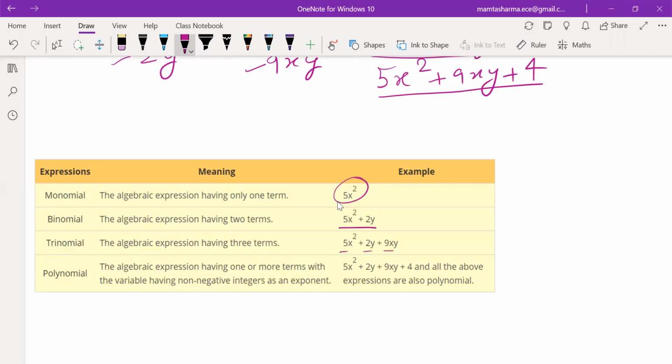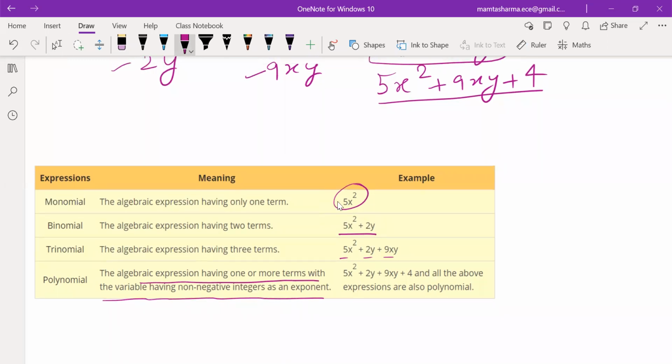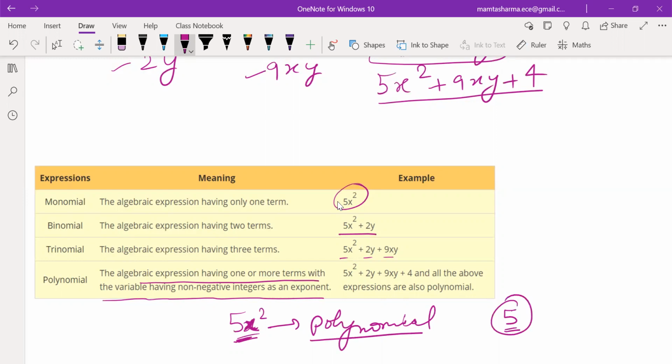Now see, monomial is only one term, binomial 2 terms, trinomial 3 terms, and polynomial one or more terms. The algebraic expression having one or more terms with the variable having non-negative integers as an exponent is called a polynomial. If one term with a variable, then we can say this is a polynomial. Yes, you were right. Even if it is one term, we could say this is a polynomial. That one term should contain a variable. If this one term is having only 5, then we can say this is a monomial but not a polynomial.